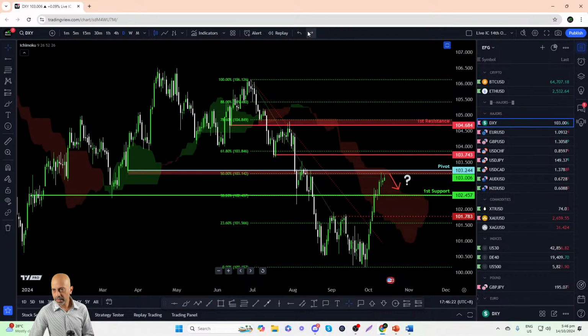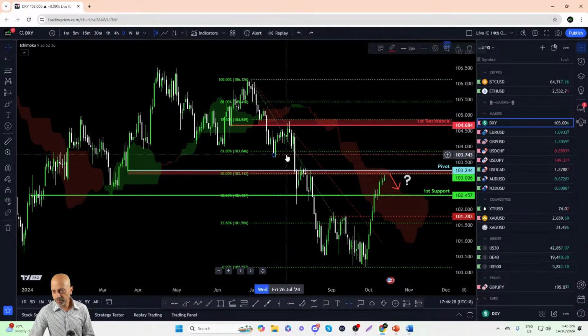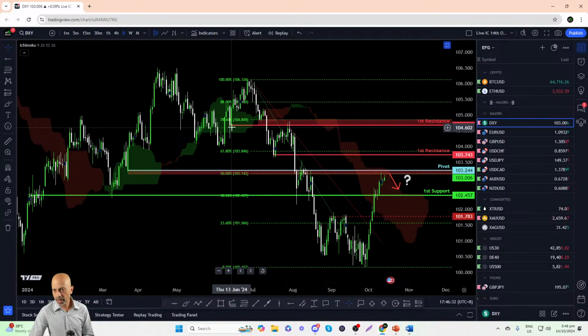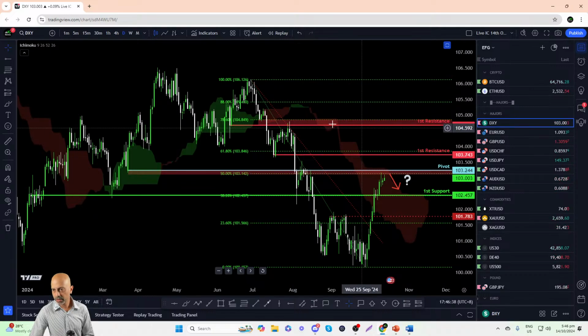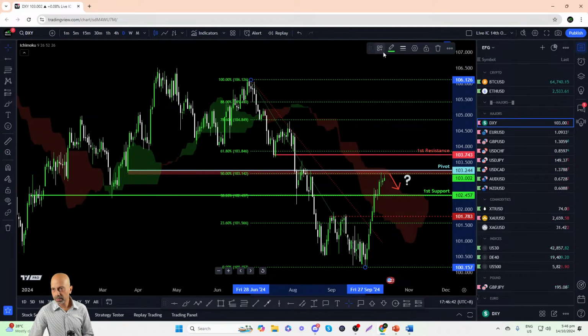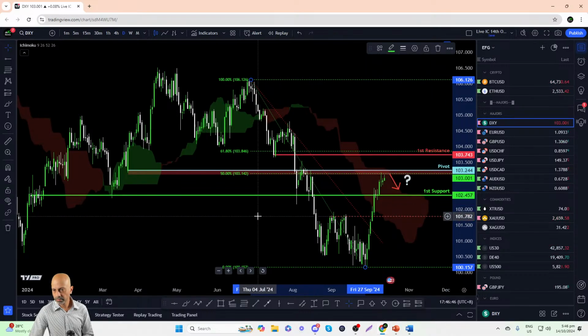So perhaps we can identify this as another resistance. Sorry, this should be the first resistance level for now. And of course, if dollar index continues to climb higher, we can then use the second resistance. We can then use this overlap resistance at 104.68. But for now, let's just keep the resistance at 61.8%. We'll keep 50 and 61.8%.